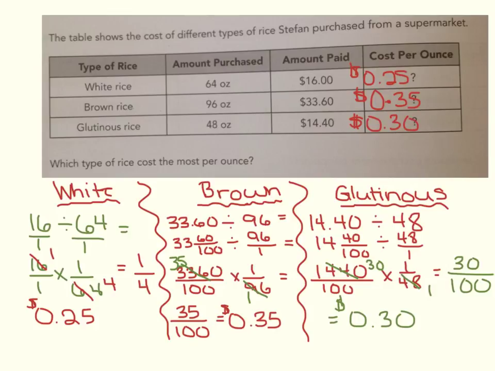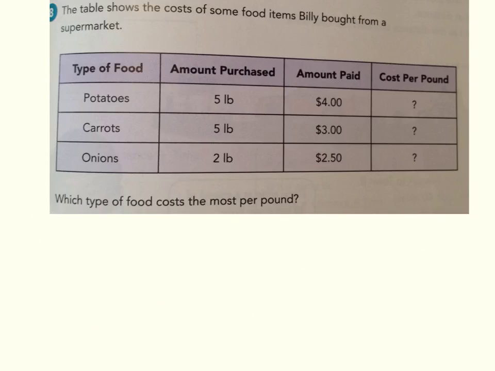per ounce. So the question says, which type of rice costs the most per ounce? So looking at our chart, we see that brown rice actually costs the most per ounce. Pause the video and try this practice problem on your own.